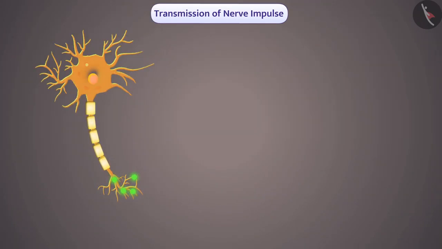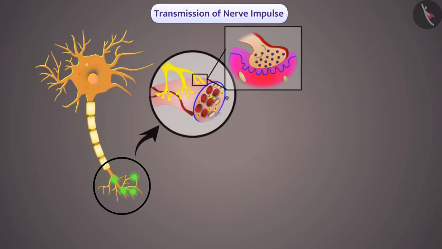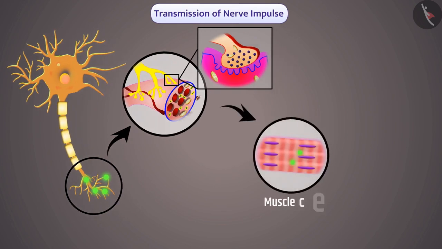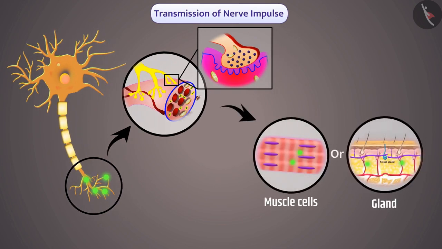At the end, the last neuron transmits the electrical impulse to the muscle cells or gland through a synapse. The synapse that transmits the electrical impulse from a neuron to the muscle cells is called the neuromuscular junction. Muscle cells and glands convert the electrical impulse into action. Therefore, we call them effectors.